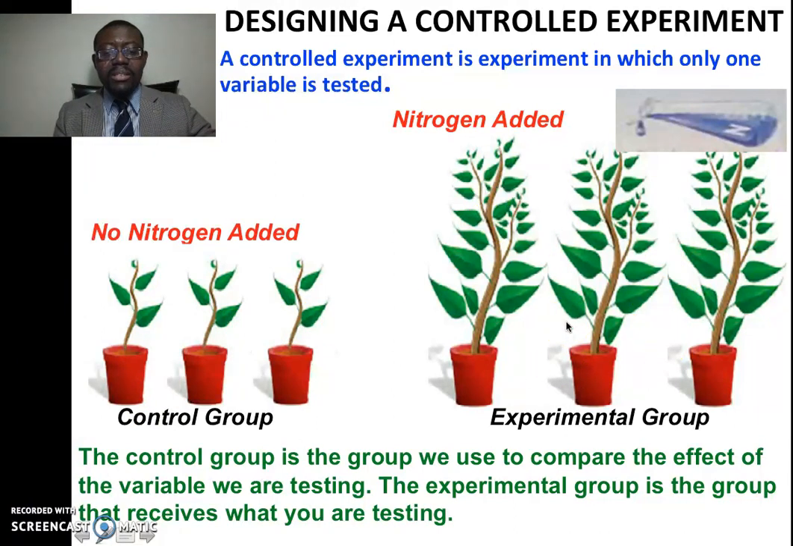The experimental group is a group that receives what we are testing. So in this case, it's only the experimental group that receives the nitrogen, because the nitrogen is what we are testing. That's the difference between the control group and the experimental group. They are treated the same, except the variable that we are testing, which is given only to the experimental group.